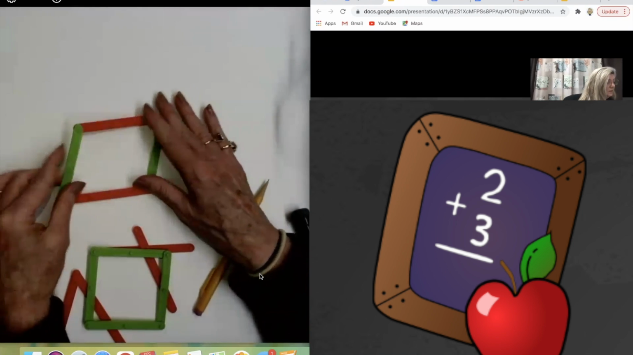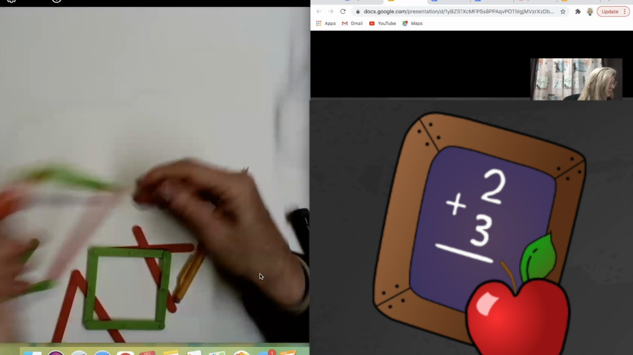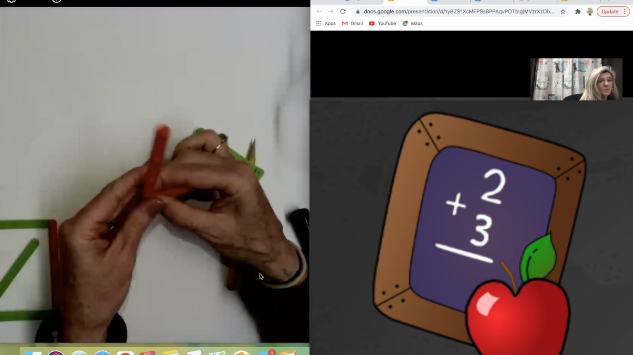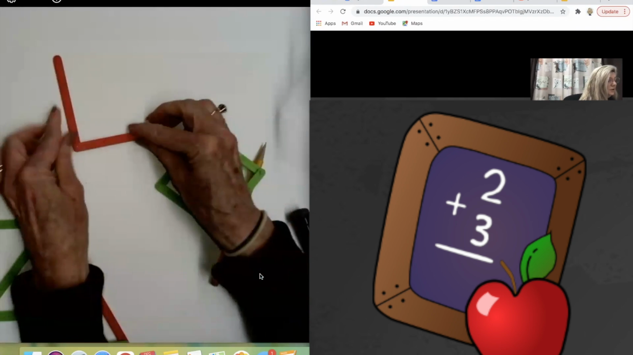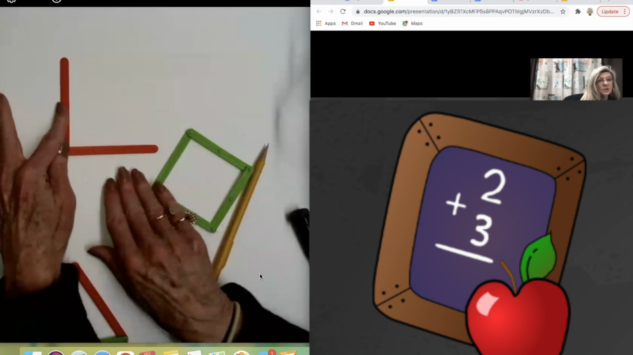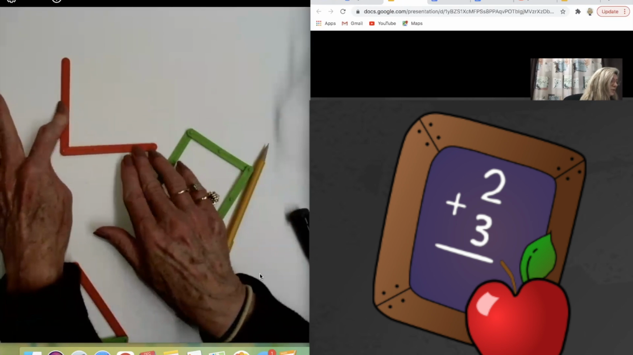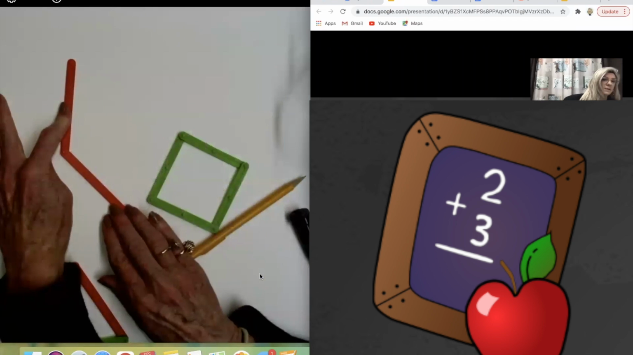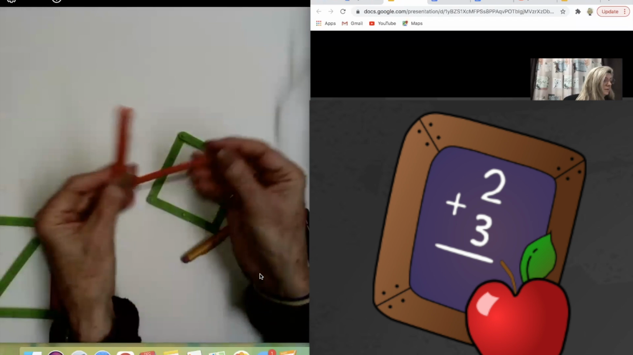So if nothing else, you can just have them put 2 together and just show the angles. If you don't want to do the polygon, you can just show the angles. And you can show a right angle, and you can have them change it to an acute angle, and then you can have them change it to an obtuse angle. So all kinds of cool things you can do with this.